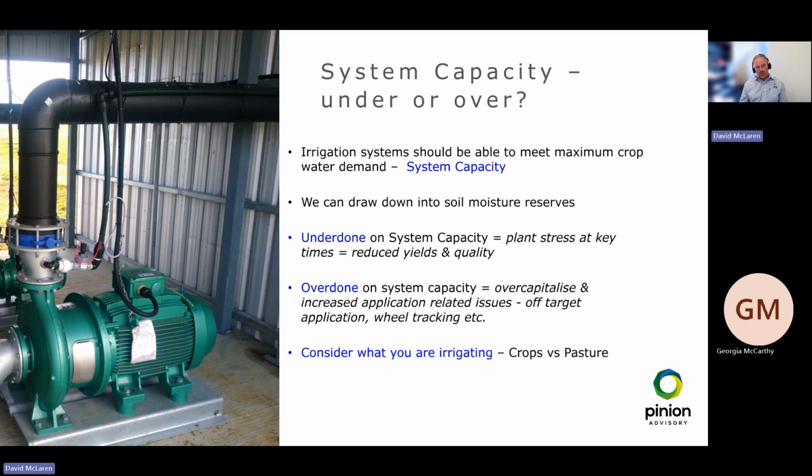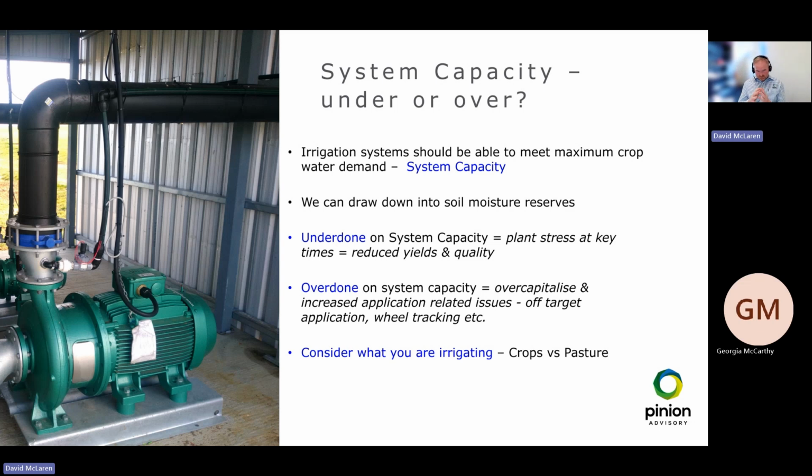System capacity, let's talk about the implications of it being underdone. So if a system capacity is not right and it's underdone, that can result in plant stress at key times. It can result in the crop being stressed. It can result in reduced yields. So they're just some of the implications of underdoing the system capacity.